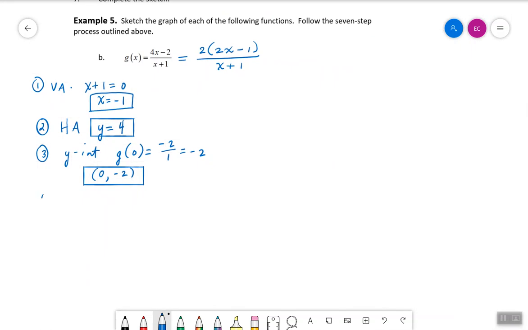The next thing to do is to find the x-intercept. Remember, we set the numerator equal to 0 this time. We have 4x minus 2 equals 0, and we solve for x. Add 2 to both sides and divide by 4, and we get x equals 2 over 4, or 1/2. We can write that as an ordered pair, (1/2, 0).